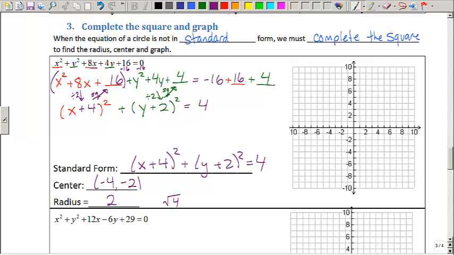From here I can finish graphing by plotting the center, negative 4 comma negative 2. My radius is going to be going up 2, right 2, down 2, and left 2 from my center. And then connect your points with a circular shape. I have now taken a general form of an equation of a circle, changed it into standard form, found its radius and center, and graphed.